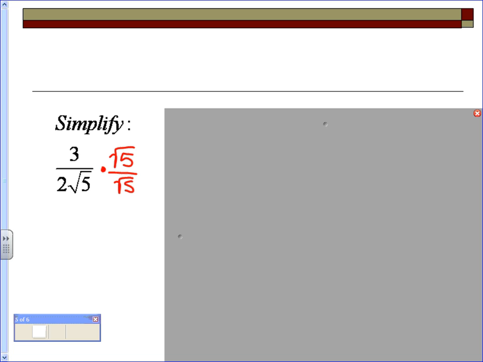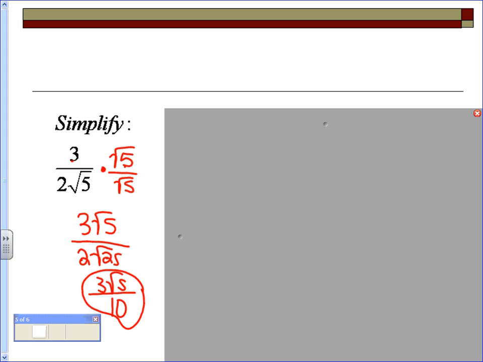Does that make sense? So 3 square roots of 5 times square root of 5 is just 3 square roots of 5. Over, what is the square root of 25? So 2 times what? Do we have a radical in our denominator anymore? And that's how you want to leave your answer. That's what you're going to multiply that over that number. So if it was square root of 10, square root of 10 over square root of 10.